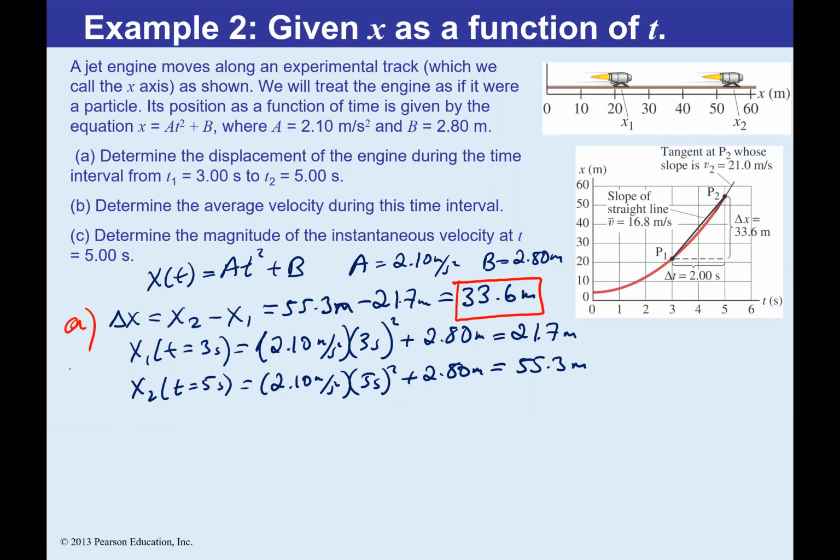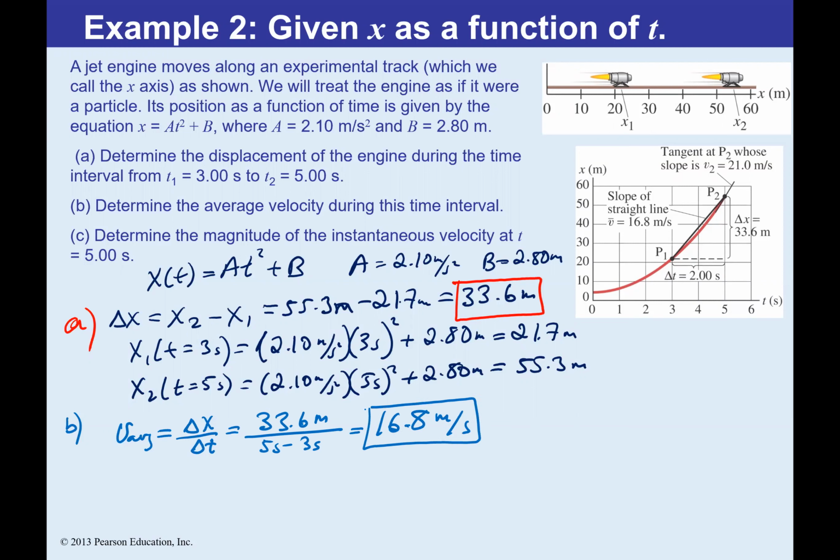Part B says determine the average velocity during this time interval. Let's see how we can calculate the average. Well, v average is nothing but delta x over delta t, or displacement over time. Remember, my displacement is 33.6 meters, and my delta t is nothing but 5 seconds minus 3 seconds, which is just 2 seconds. That means this is going to give me 16.8 meters per second. That means on average, the jet was moving at 16.8 meters per second.